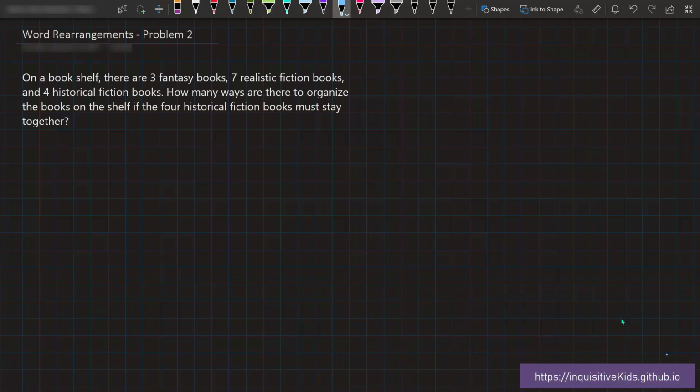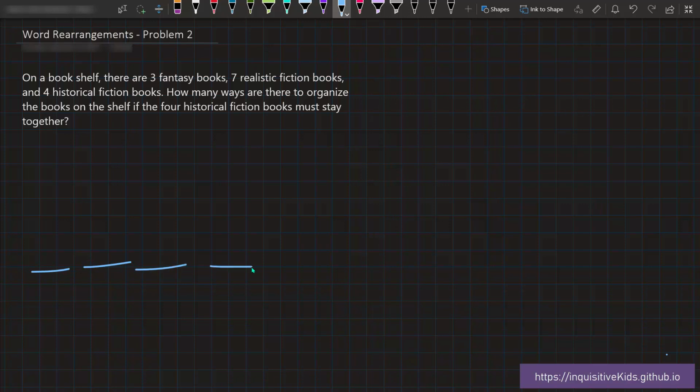On a bookshelf there are 3 fantasy books, 7 realistic fiction books, and 4 historical fiction books. How many ways are there to organize the books on the shelf as long as the 4 historical fiction books are together? So it's saying that on a bookshelf there are 14 slots for books.